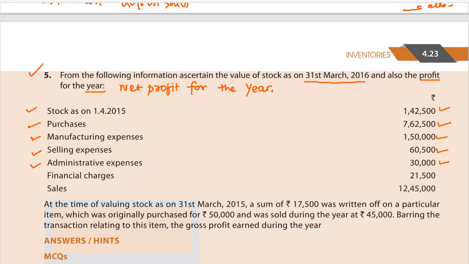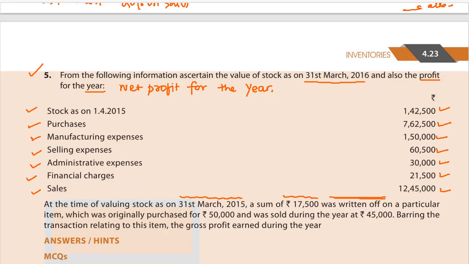Admin expenses is given over here, which is 30,000. Financial charges and admin expenses, these are part of income statement, 21,000. The value of sales is given over here, which is 12,45,000. At the time of valuation of stock as on 31st March 2015, a sum of 17,500 is written off.